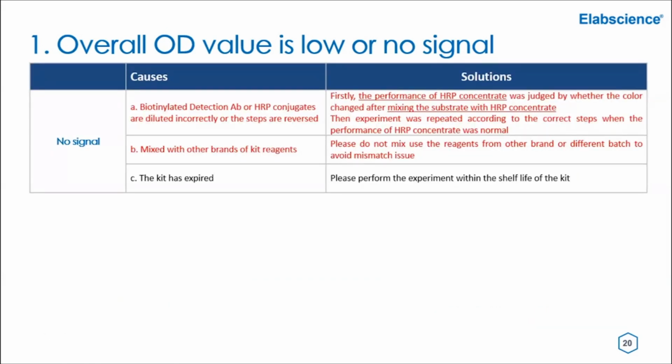To analyze this problem, the first step is to check whether the performance of the HRP concentrate has changed. You can mix the substrate with the HRP concentrate and see whether the color changes. Turning blue means normal. If it is normal, then it may be caused by the biotinylated detection antibody and HRP conjugates being used in the wrong order. To confirm it, it's suggested to retry the experiment and see if it occurs again.